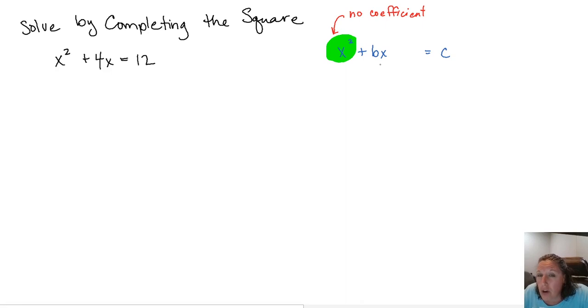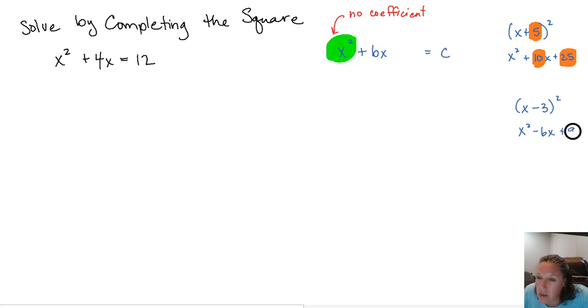All right, to make this a perfect square, remember perfect squares always come in a certain form. If we take a perfect square like x plus 5 and we square it, that's always going to be x squared plus 10x plus 25. Now we have a special relationship that we see here between that 5 and 10 and 25. Do you see the pattern? Well, let's see if it holds up if we look at x minus 3 squared. When we square that out, we get x squared minus 6x plus 9. Does the pattern still hold?